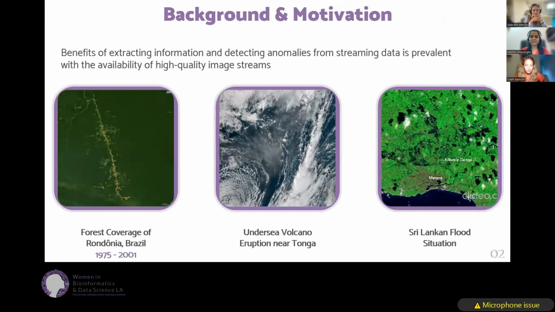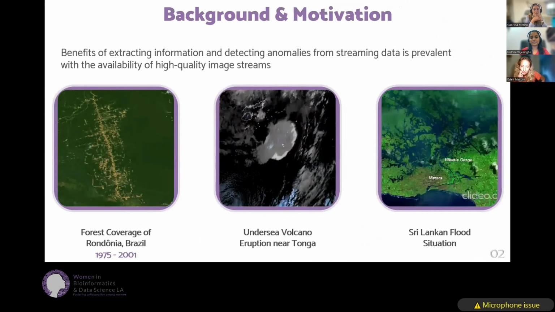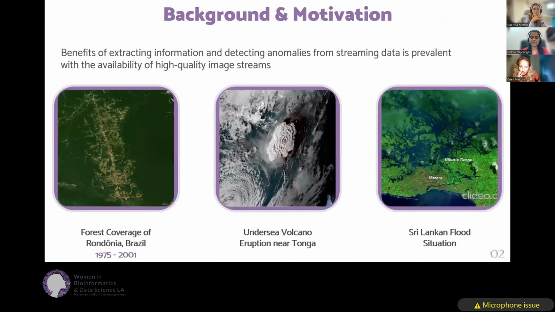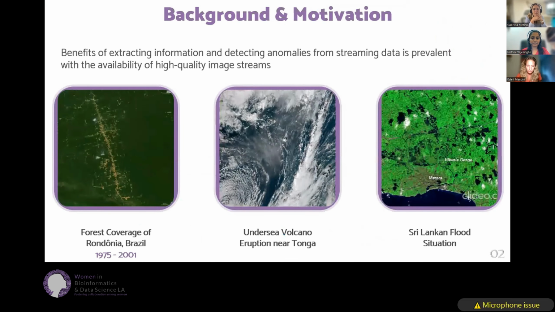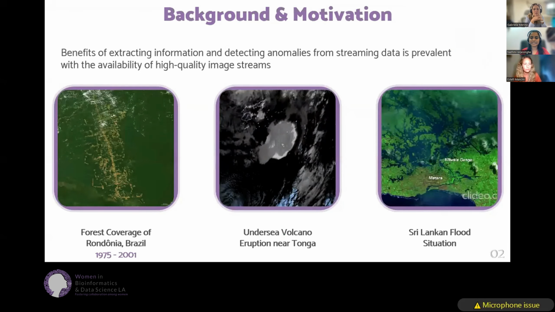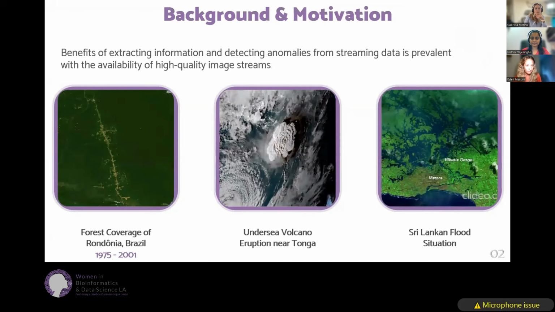In today's world, there is a large availability of high-quality image streams that can be used for various research purposes, including anomaly detection, through which we can provide real-time support in applications such as deforestation, volcanic eruptions, and flood situations as depicted in the slide here. These are also the datasets we have used.